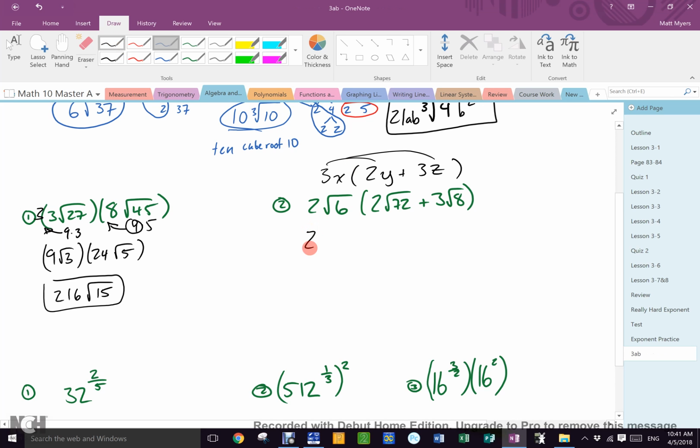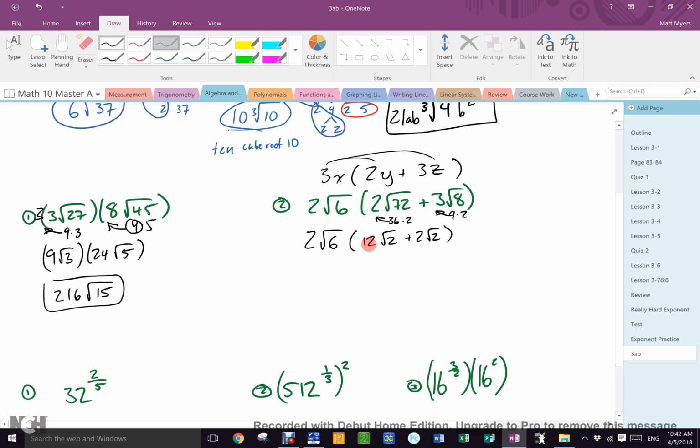Simplify first. 2 root 6 doesn't simplify. But 72 is 36 times 2. 36 has a square root. What is it? 6. So out there I get 12 root 2. 8 is 4 times 2. Out comes a 2, plus 2 root 2.